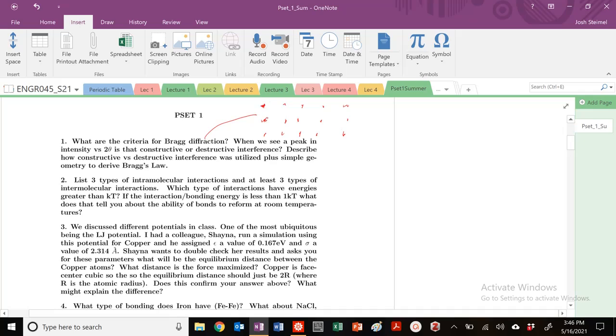So, we need to have some type of array, and we're drawing a metal lattice here. We could have a glass or a polymer or something amorphous as well, but just some regular array of obstacles or particles. That is the first criterion.